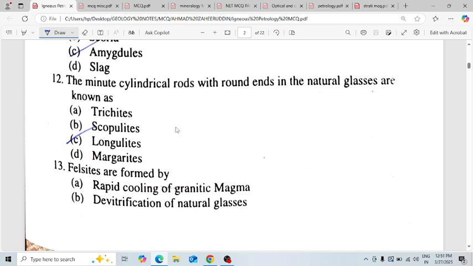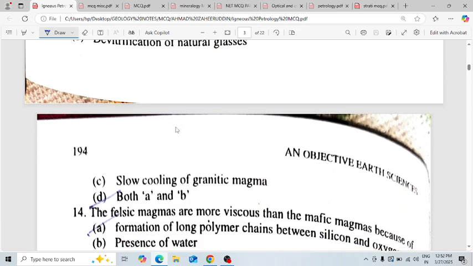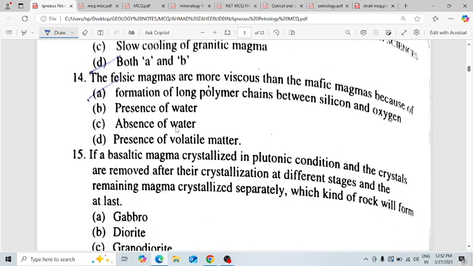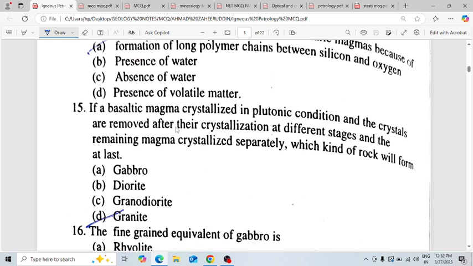The minute cylindrical rods with rounded ends in the natural glasses are known as longulites. Felsites are formed by rapid cooling of granitic magma and devitrification of natural glasses. The felsic magmas are more viscous than mafic magmas because of formation of long polymer chains between silicon and oxygen. If a basaltic magma crystallized in plutonic condition and the crystals are removed after their crystallization at different stages and the remaining magma crystallized separately, which kind of rock will form at last?